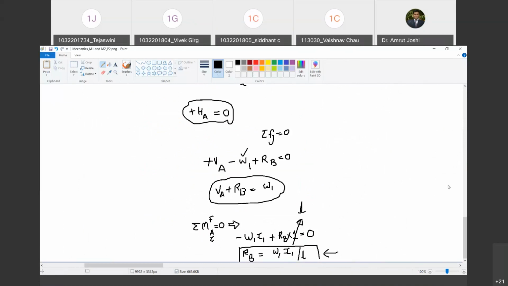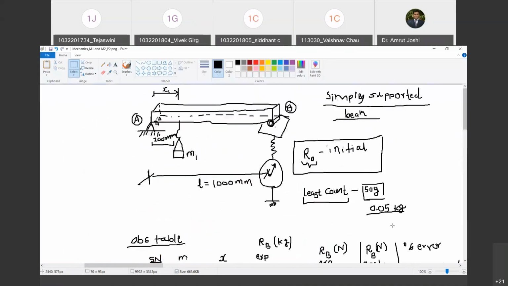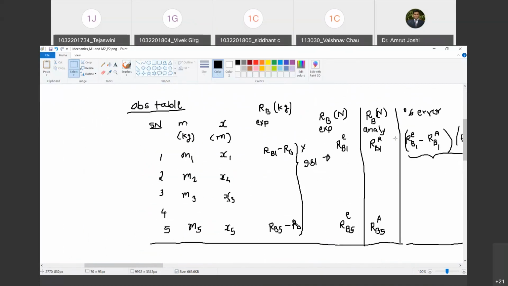We have found out the value of RB analytically. Happy? Yes, sir. Now this analytical value can be compared with the experimental value and you can find out the percentage error. Am I very clear about this now? Yes, sir. Okay. So let us go to the next case now.